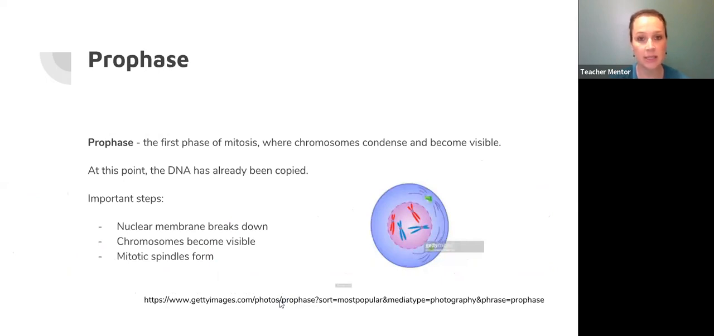So important steps that happen at this stage: the nuclear membrane breaks down, chromosomes are going to become visible, and then we have spindles that are going to form and move to each pole of the cell, okay? So I've included kind of a cartoon drawing of prophase, but you can see the chromosomes, you can see the spindles, and you can see that the membrane's kind of breaking down, kind of disintegrating.